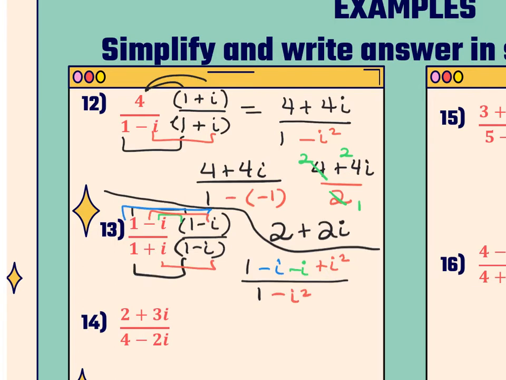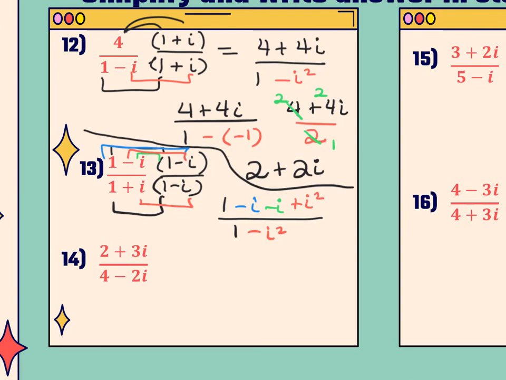I now need to replace both of those red i squareds with negative 1's. Let me rewrite. So 1, and then the blue and the green here do not cancel. These are like terms. This becomes a negative 2i. And then I'm going to replace the i squared with negative 1. Same thing in the denominator. Let me do it in red. So 1 and then minus and then the negative 1.